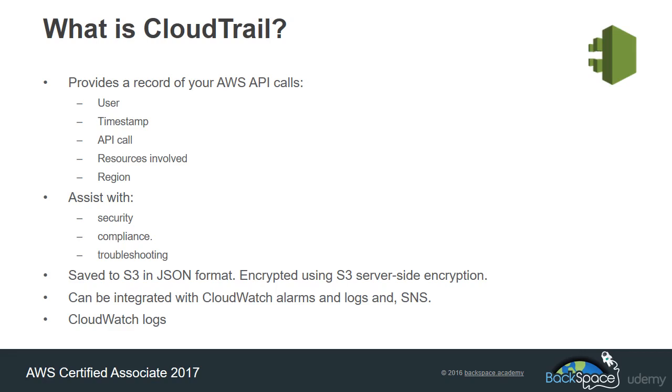The CloudTrail logs are saved to Amazon S3 in a JSON format, and by default they are encrypted using S3 server-side encryption. They can also be integrated with CloudWatch alarms and CloudWatch logs, and they can also publish to an SNS topic.